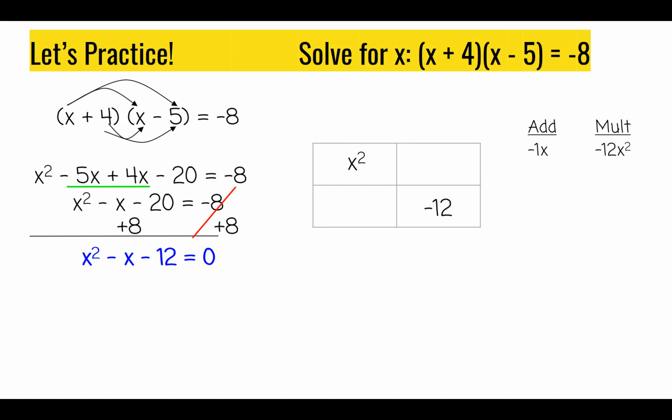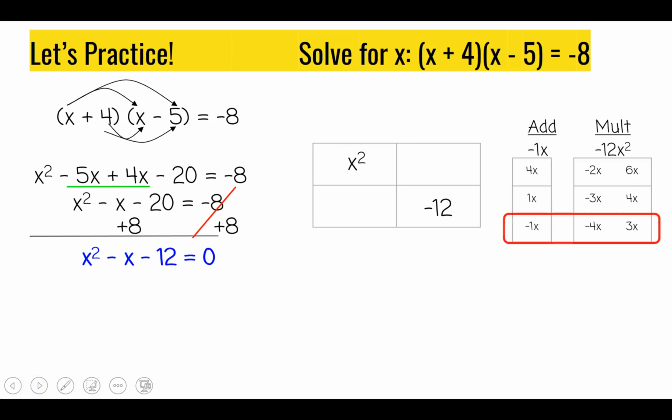Okay, what are the numbers? Negative 4 and positive 3. Good. Why did she do negative 4 and 3 instead of negative 3 and 4? Because if you did negative 3 and 4, then you would equal positive 1. Good. We need the combination to give us that negative 1. So we need the negative 4 and the positive 3.